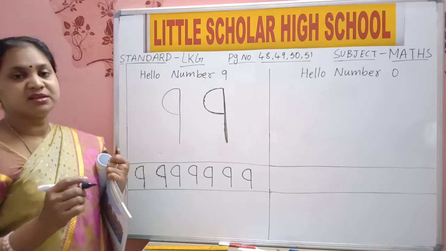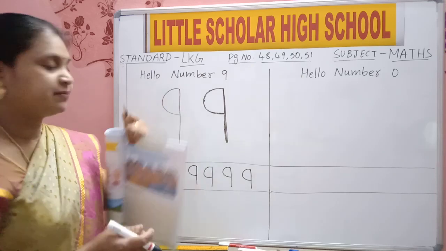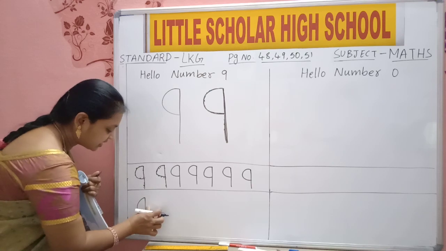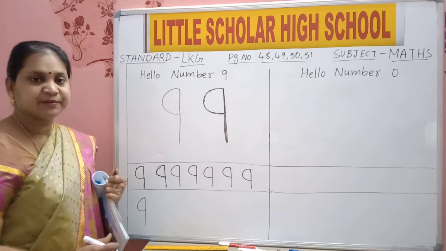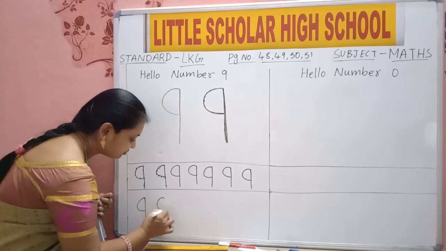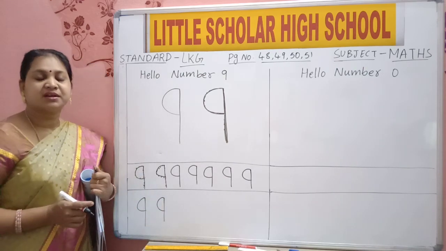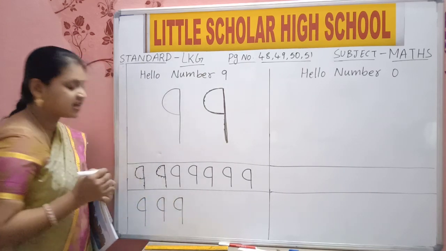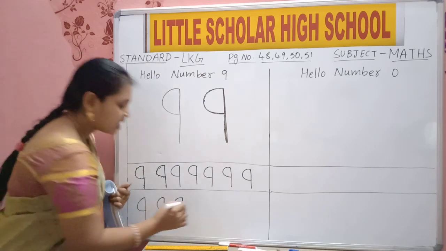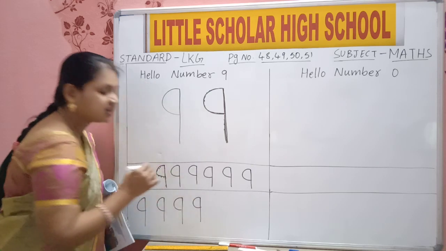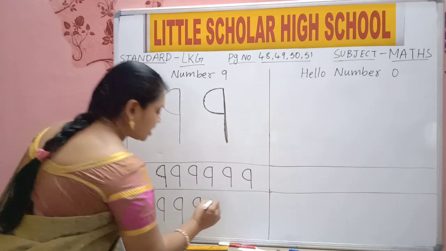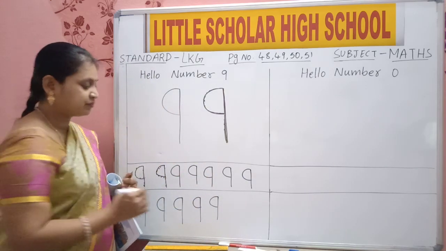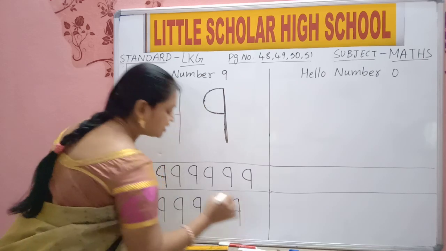In the last row you should only write. Draw one half curve first, then one standing line. Number 9. Say and write neatly. Half curve and standing line. Number 9. Half curve, standing line. Number 9.